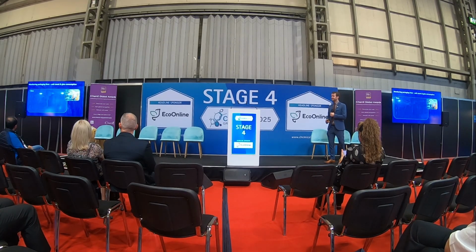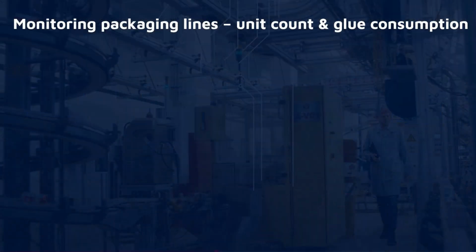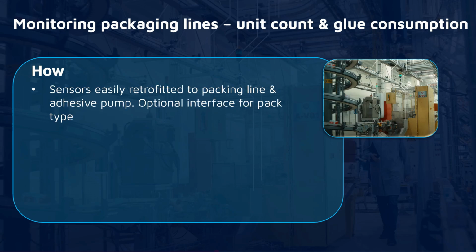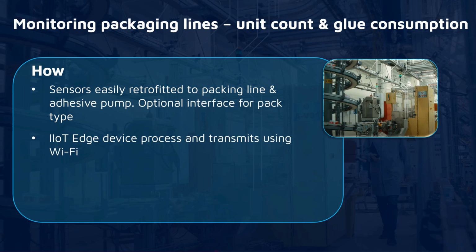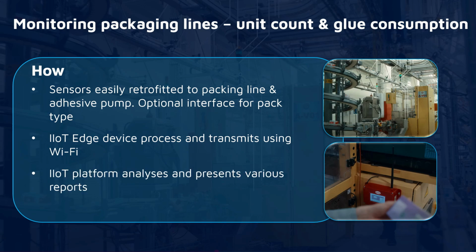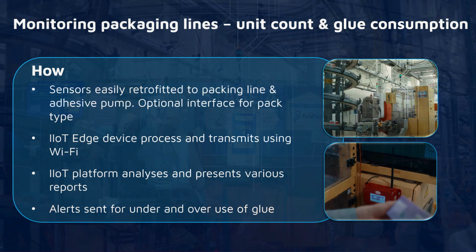So here's how we did it. We got sensors that retrofit to their packing line and adhesive pump. We get an optional interface for pack type if we need it, which is going to tell us about the equipment. We get an IoT edge device, and we process that data and transmit it over Wi-Fi. That's it there. It's badge labeled for Henkel, but it's an IoT gateway.